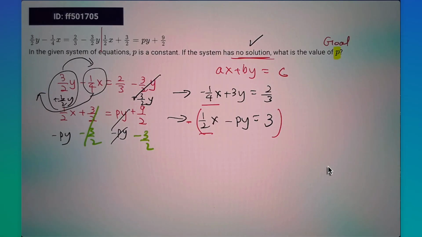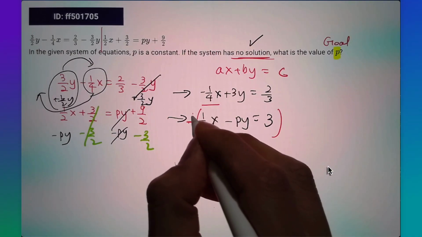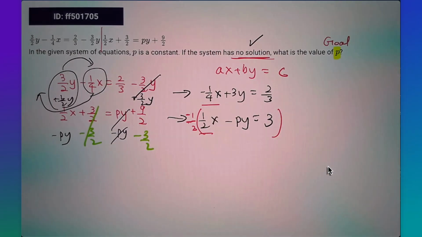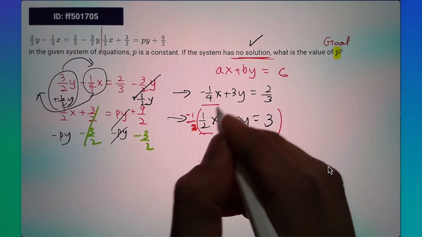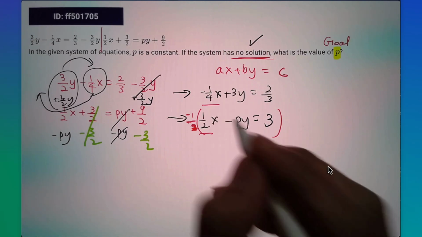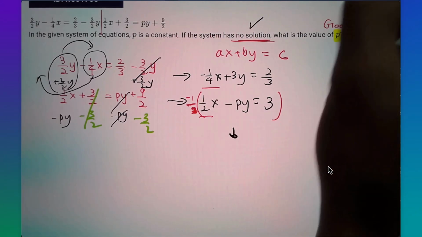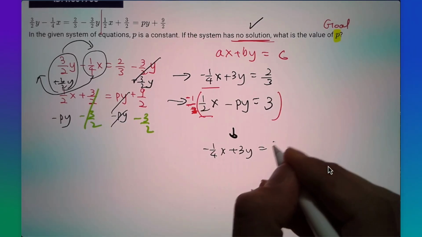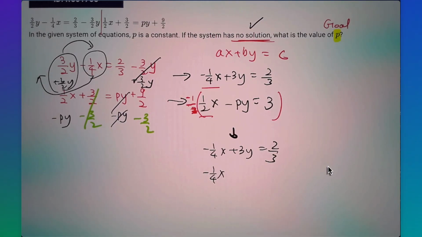And then for 1/4, 1/2 times 1/2 will give you 1/4. So I multiply by 1/2. Okay, so careful, I'll put the minus sign up there. The reason I'm doing this is to match the coefficient of x, and then we'll look for the p. So when I do this, I'm going to get negative 1/4 x plus 3y is equal to 2/3. Negative 1/2 times negative 1/2, you will see that it's matching. Negative 1/4 x, mission accomplished.